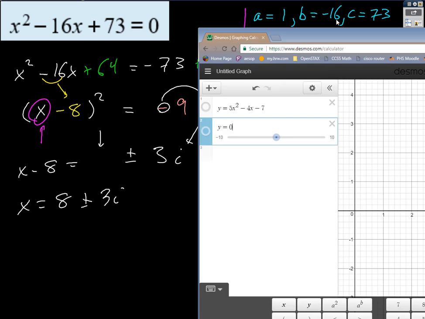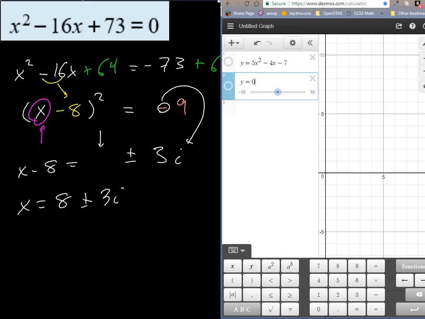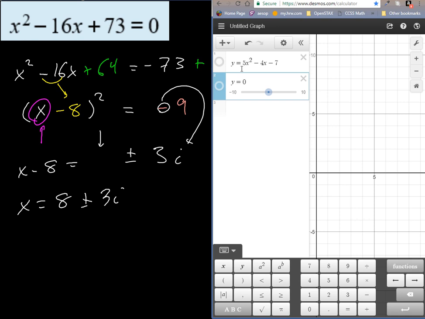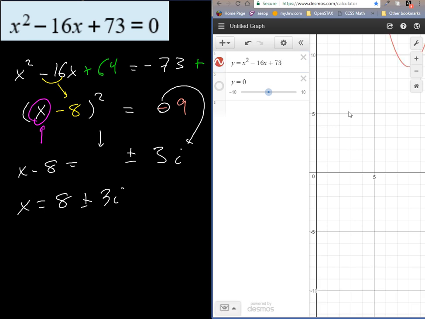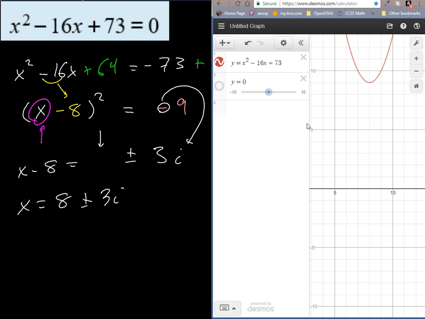Okay, so we've got our first equation, which is just going to be x squared minus 16x, so I'll change this one, plus 73. Okay, and that one's going to be red. So there it is. There's a graph of that function.